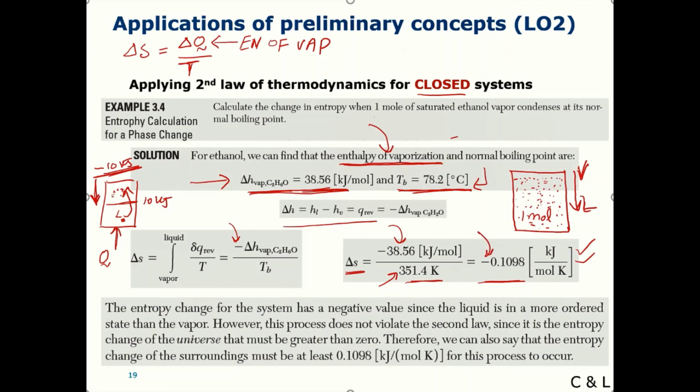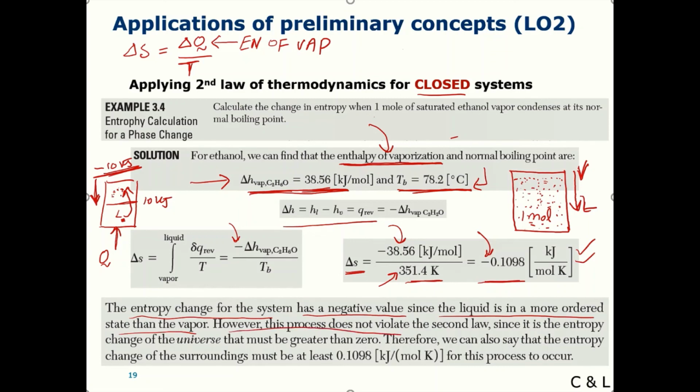Why is it a negative sign? Does a negative sign mean entropy is increasing or decreasing? This is very important, because vapor is a less ordered form, liquid is a more ordered form. You are moving from a less ordered form to a more ordered form, meaning you are decreasing entropy. Negative means entropy is decreasing, right? The entropy change for the system has a negative value since the liquid is a more ordered state than the vapor.